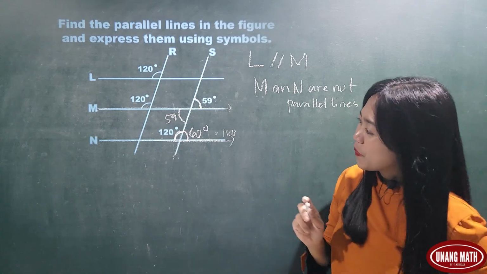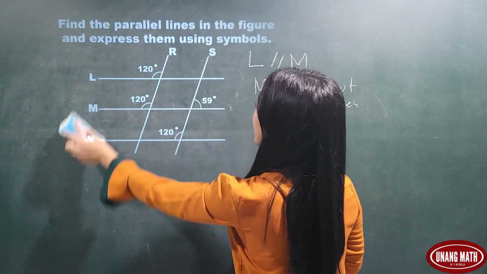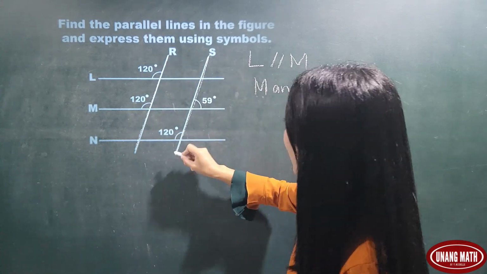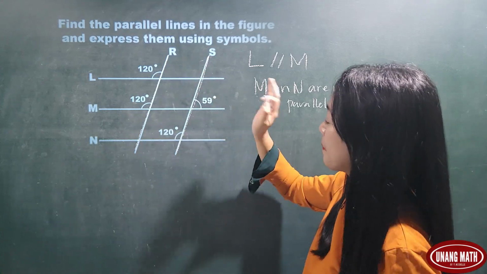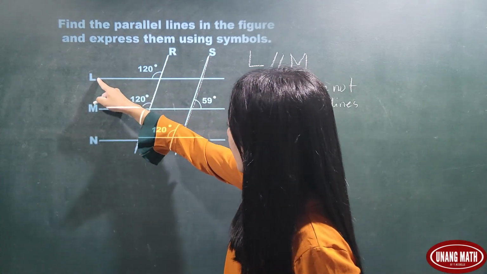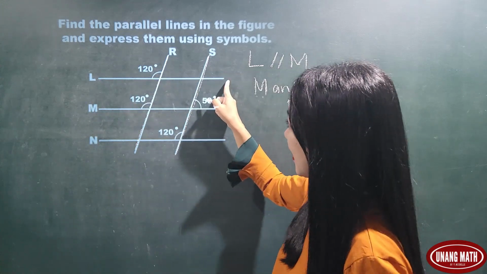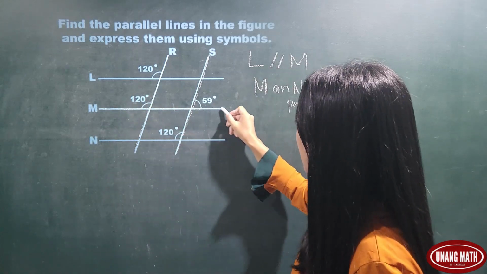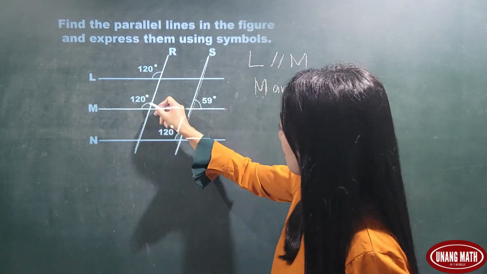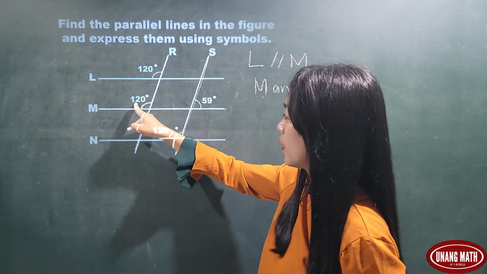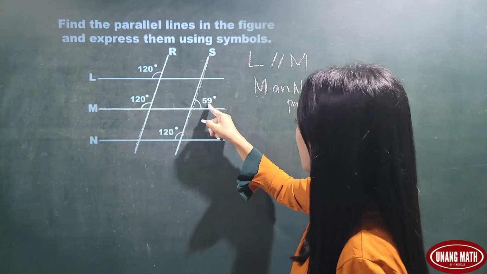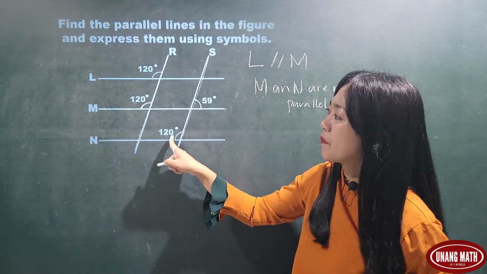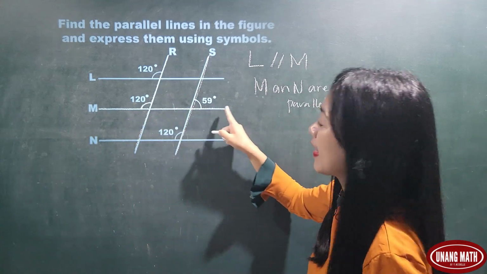Next, what about line R and line S? Let's find out if these two lines are parallel lines. We will not use the transversal line L because we only have one given angle. But we will use transversal line M because this is given as 120 degrees and this is also given, 59 degrees. Line N has only one given angle. So we will use the transversal line M.